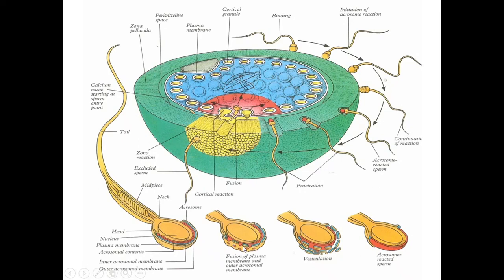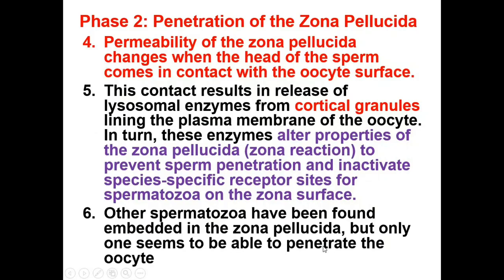When this acrosomal cap comes in contact with the zona pellucida, the outer layer of the acrosomal cap disintegrates, and between these two layers there is the acrosin enzyme. So when the outer layer disintegrates, the acrosin enzyme is released, and this acrosin enzyme causes alteration of the permeability of the zona pellucida. Because of the acrosin enzyme, when the permeability changes, the sperm can cross the zona pellucida.